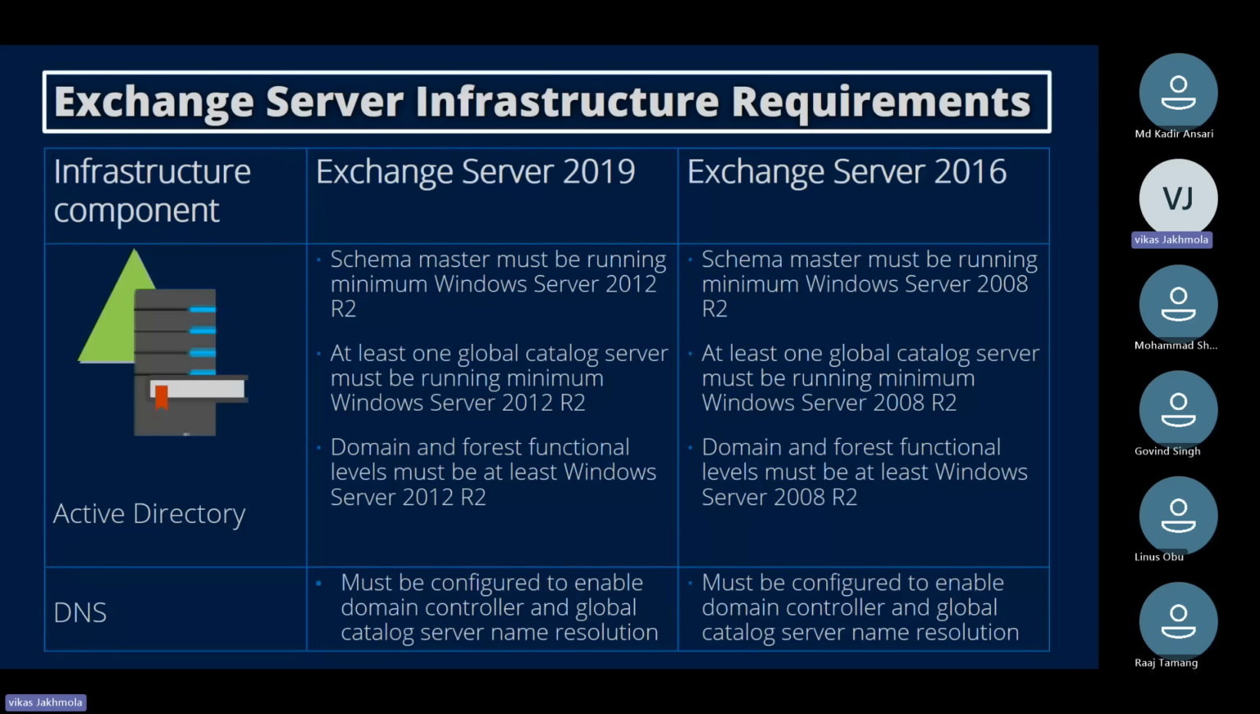Infrastructure requirement means when you are trying to install things, for example Exchange, you should be aware of what the Active Directory forest level we are using is. If you are installing Exchange Server 2019, the schema master must be running a minimum of Windows Server 2012 R2. That means your forest functional level should be Windows 2012 R2. You can see here the domain and forest functional level must be this.